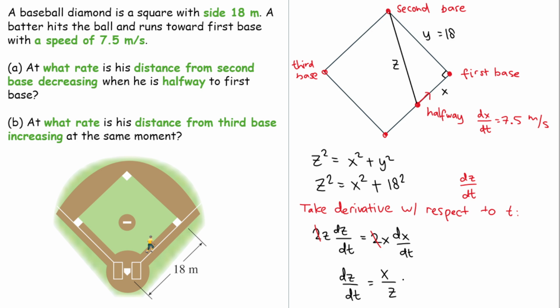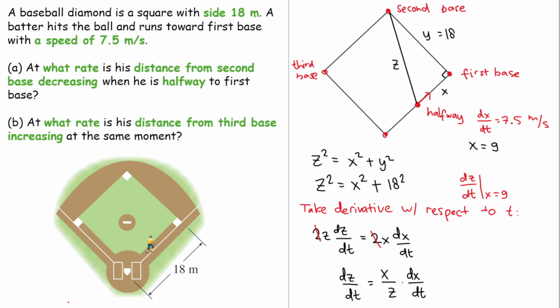Okay, and then multiplied by dx over dt. And the question is when it is halfway. Remember that the length here is 18. So when it is halfway, we know the length of x here is 9, right? So we'll have x is equal to 9. So we need to find out dz over dt when x is equal to 9. Okay, and I think we need to clean this up and use this equation here.